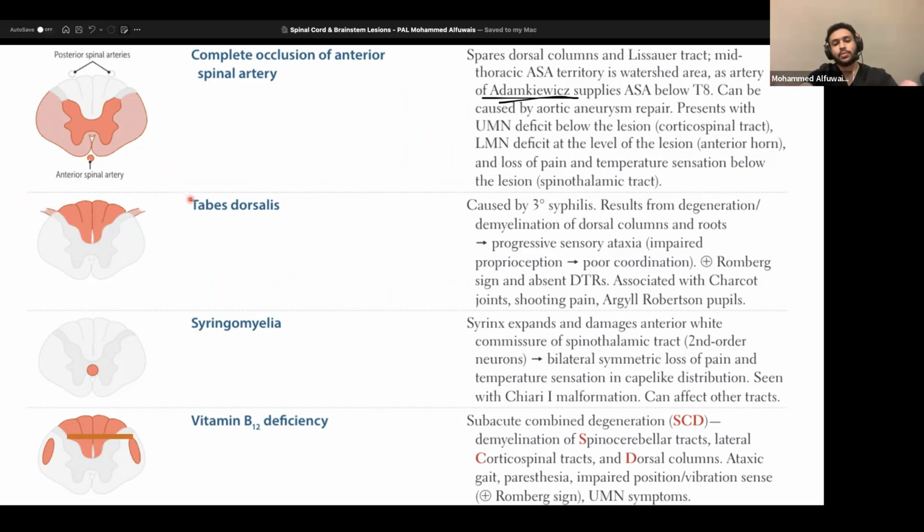So now what will you present with? Let's start with the dorsal column tract. You'll have loss of conscious proprioception and vibration. Now, the next thing is what can you test with the patient? You'll have a positive Romberg sign. And the next thing is you'll have absent deep tendon reflexes. Why do you have absent deep tendon reflexes in tabes dorsalis? I want to see what you guys say.